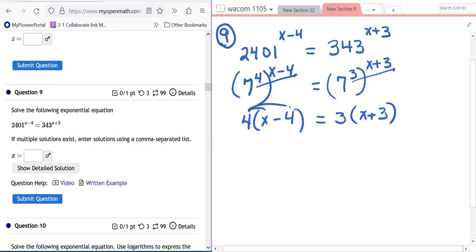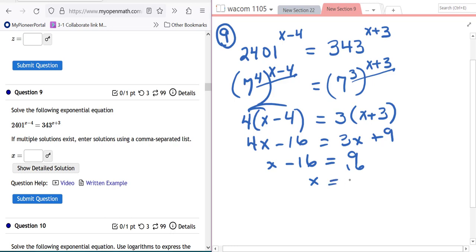So then it's just solve. So 4x minus 16 equals 3x plus 9. Subtract your 3x from both sides, gives us x minus 16 equals 9. Add your 16 will give us x equals 25. Good.